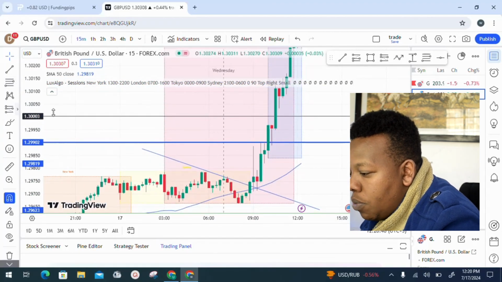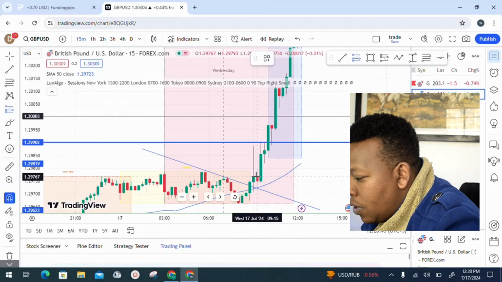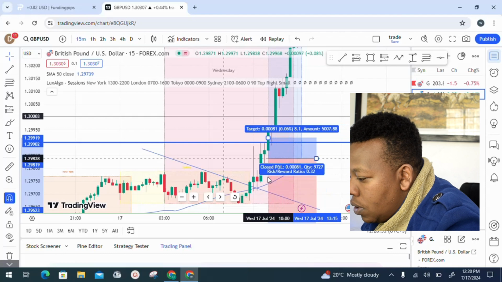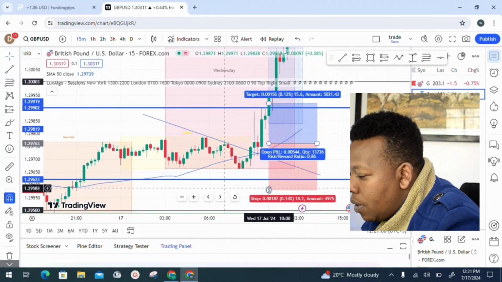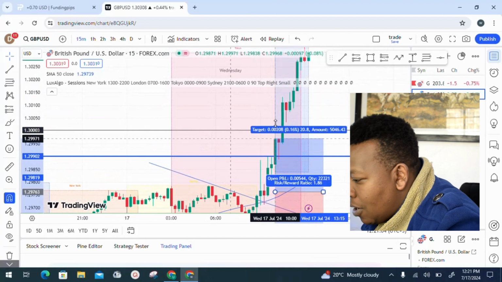So for that case, you could be looking for a situation like this. When you go for long, you just wait for it to break, retest, and you place your entry somewhere around there. Let me just show you. You place your entry somewhere around there, place your stop loss just below the previous low like that, and target the next psychological level.